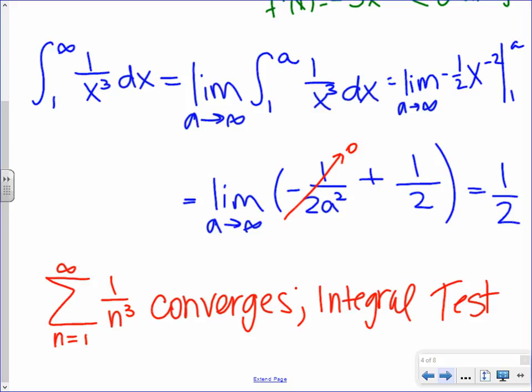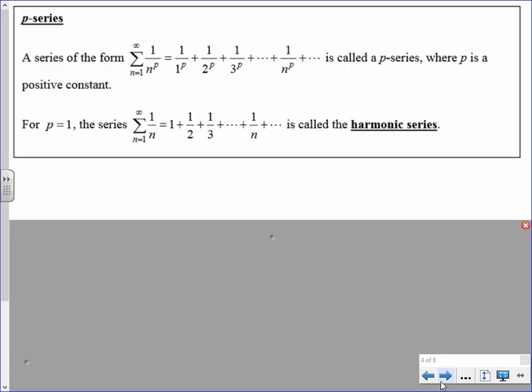So we can do the integral test every time if we want to, or we can just realize the pattern, and we can use the P series. Okay, so a P series looks like this. Basically, I would copy down right there. That's a P series. The sum from 1 to infinity of 1 over n to the p. P for power.